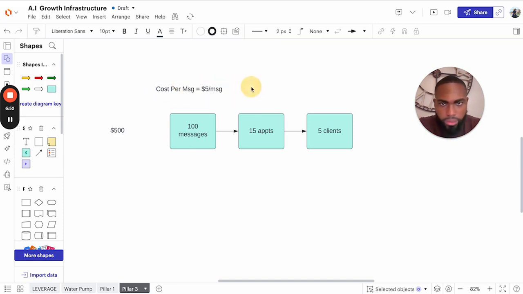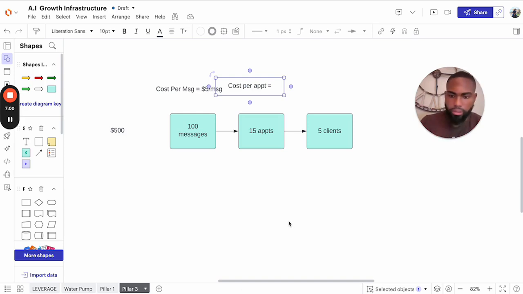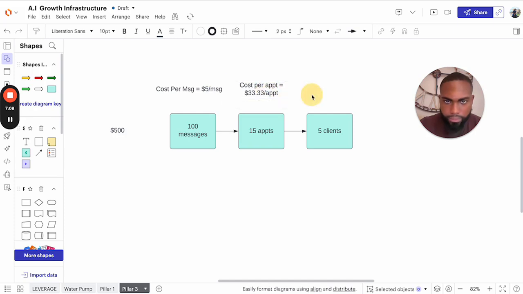I hope that makes sense. That means that your cost per appointment is what? Probably $33 per appointment. I think my math is correct there. Yes, let me check.